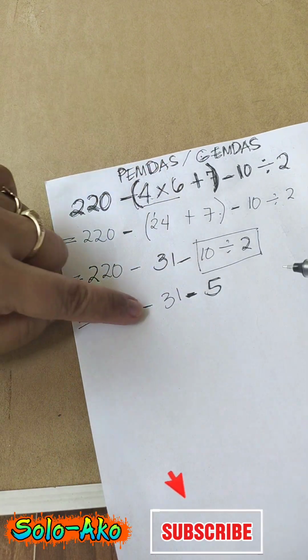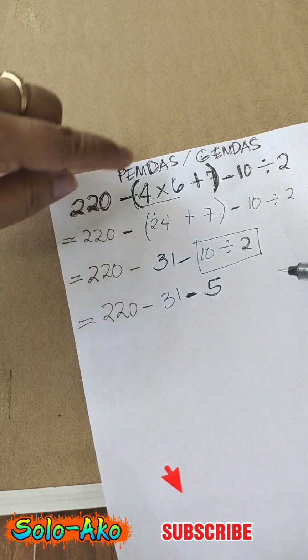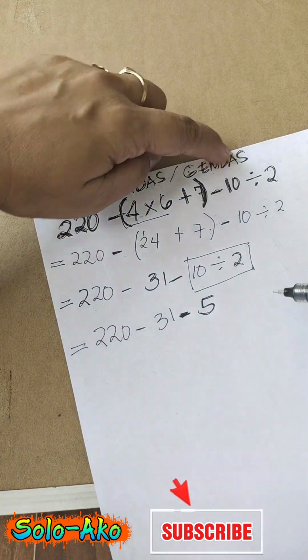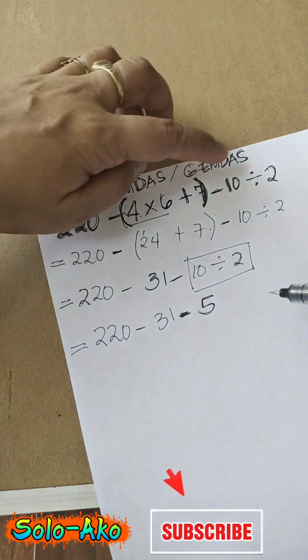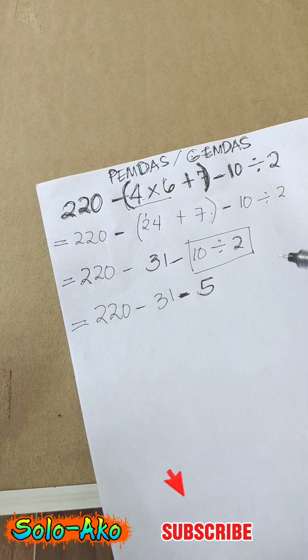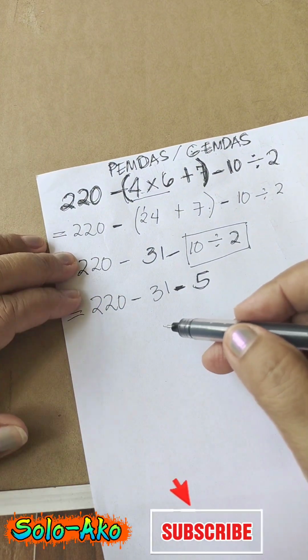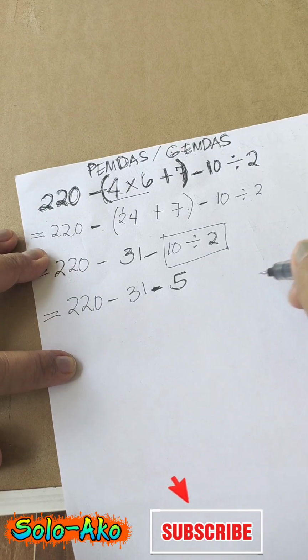So now, the remaining operations are all subtraction. As you can see, the last part is subtraction. The last operation in the order of operations, PEMDAS or GEMDAS, is subtraction. Therefore, you are now going to subtract 220 minus 31. So you're going to solve.